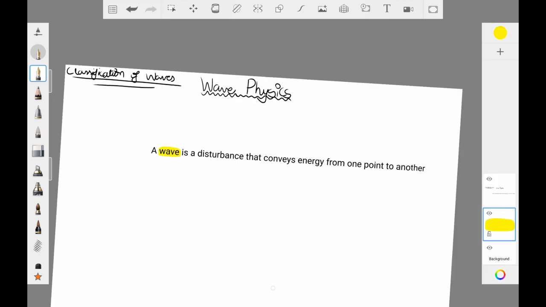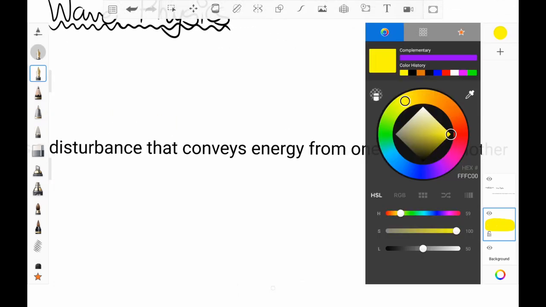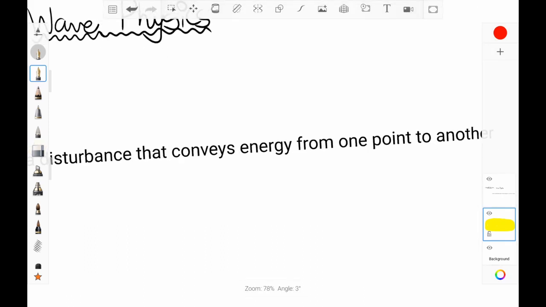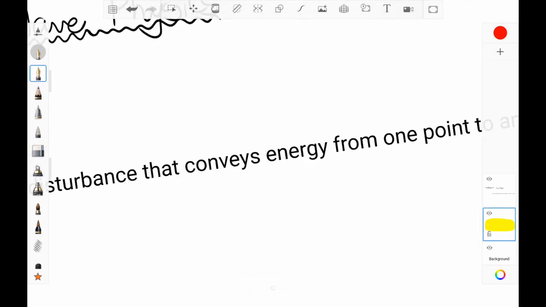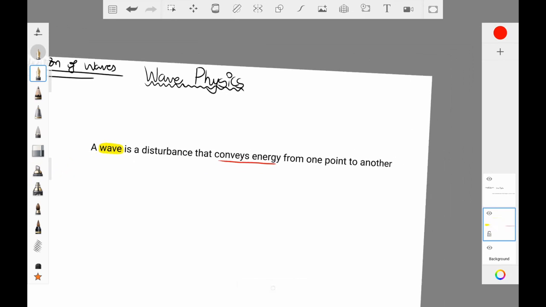Right, so as you can see here, a wave is simply defined as a disturbance that conveys energy from one point to another. Now, there are two main things that you need to take into account here. The first thing is that it conveys energy. That is to say that it transfers energy and only energy. So, matter itself or the medium through which the wave is passing doesn't really get transferred.